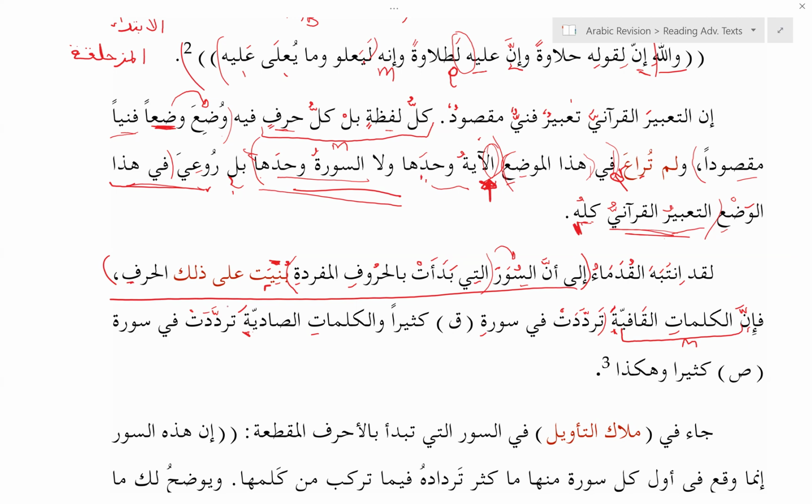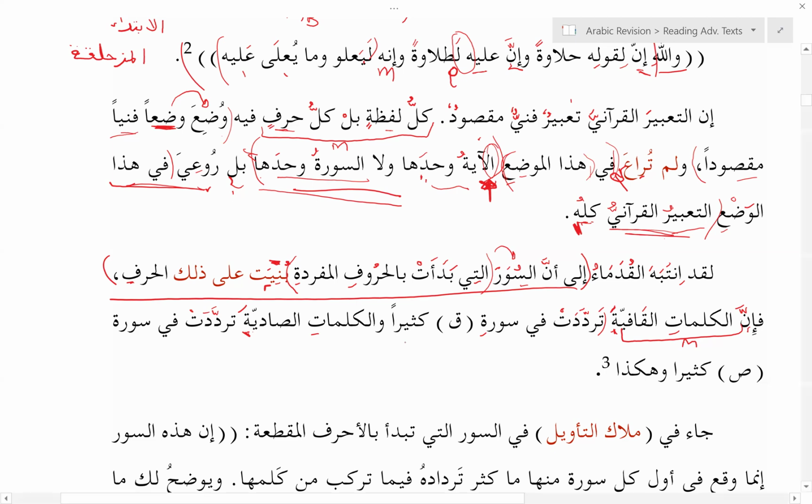Certainly, the words that have qaf in it, words containing the letter qaf, ترددت في سورة قاف كثيرا, repeated in Surah Qaf a lot. والكلمات الصادية ترددت في سورة صاد كثيرا وهكذا. And words with the letter sad repeated in Surah Sad a lot, and so on and so forth. So he's giving his argument, what the earlier generations observed. They observed that when you look at a surah that begins with a single letter, that letter keeps on repeating in that surah, and so on and so forth.